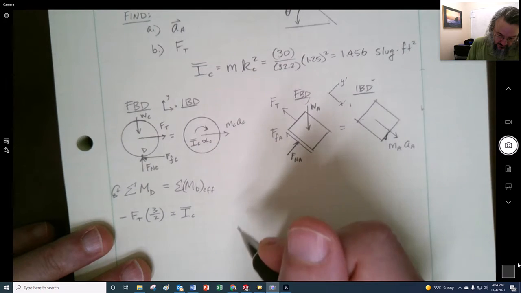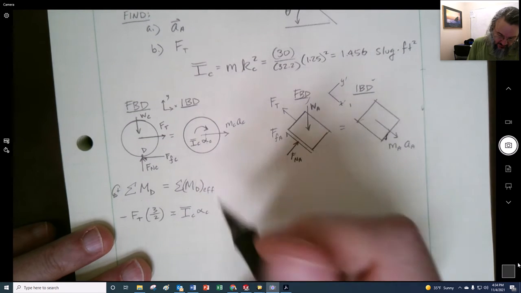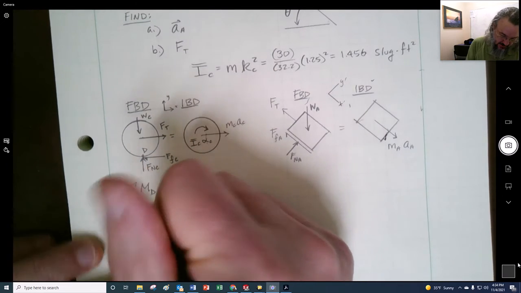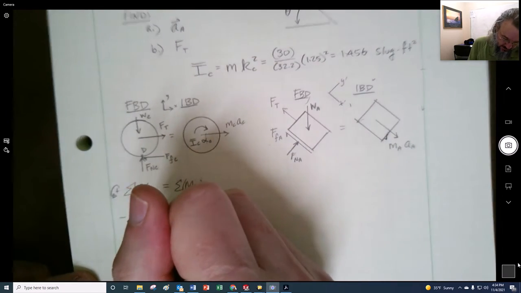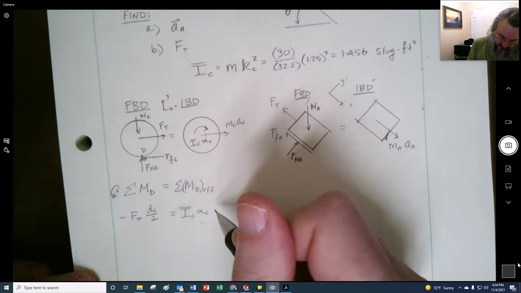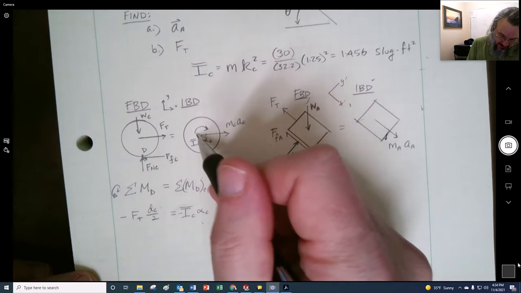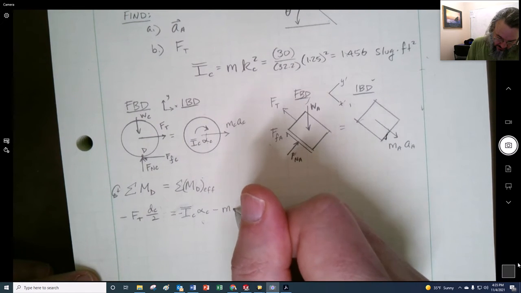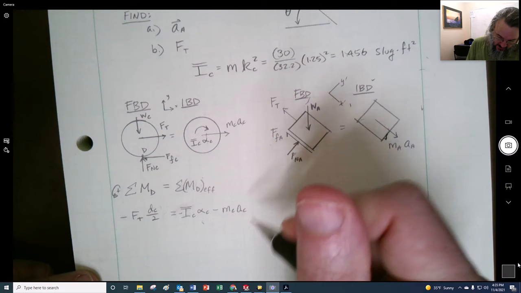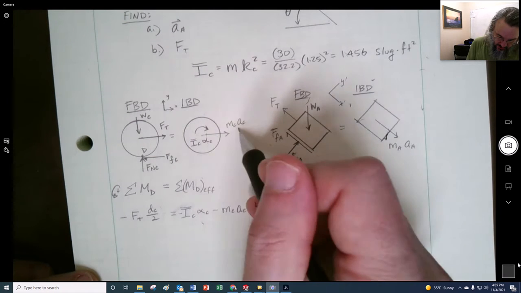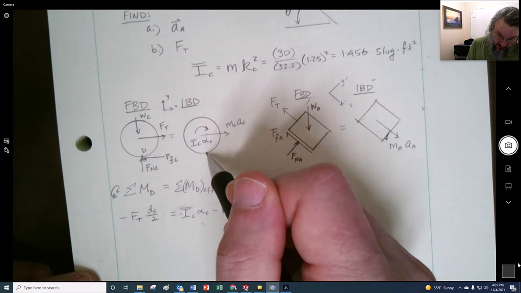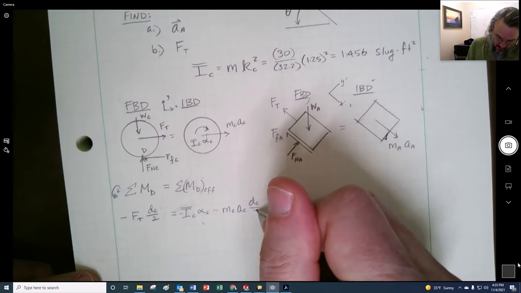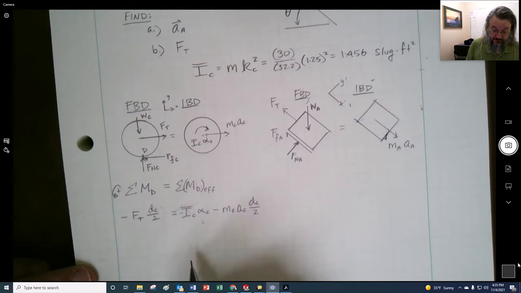IC times alpha C, right? I said I was going to, I lied. DC divided by 2. Okay, and that's going to be minus because it's going clockwise, and this is minus MC AC. All right, but that is just the inertia. We need to have it through the effective one, so it needs to be going through this. So that's going to be DC over 2. Right, so there you go.